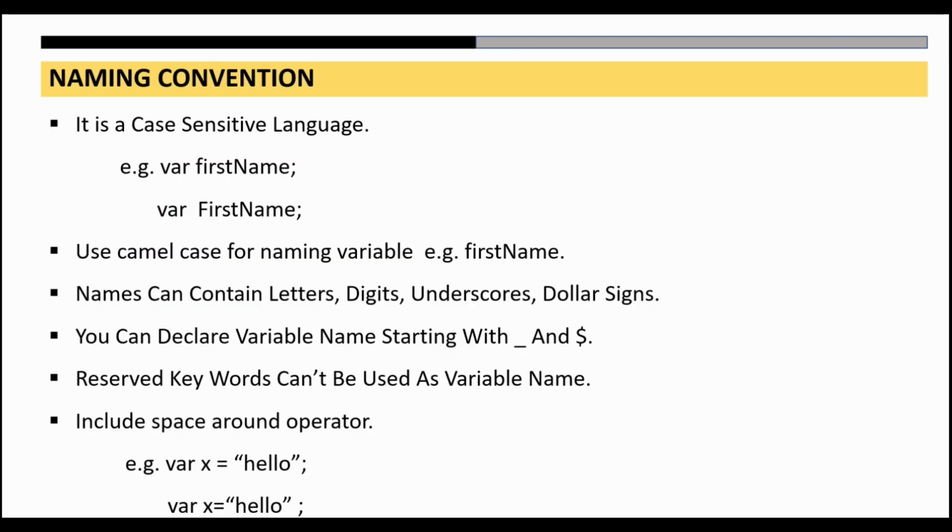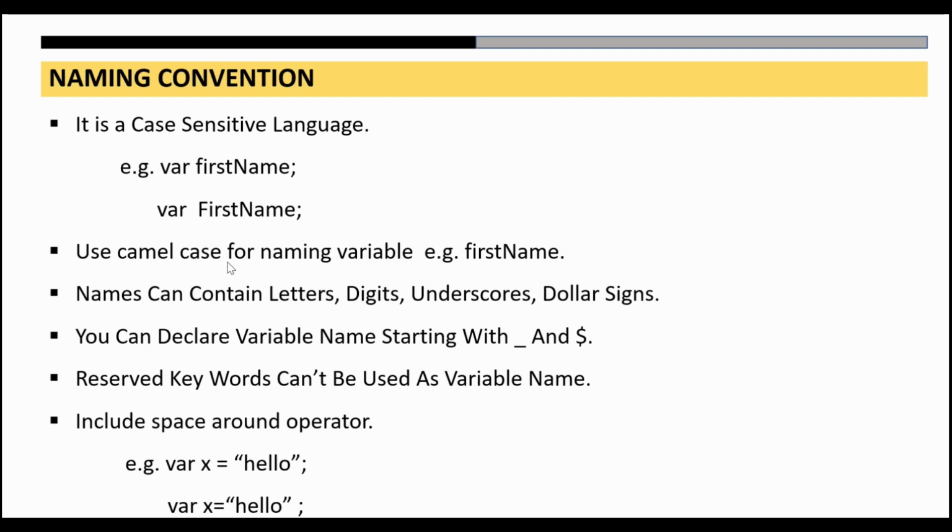Next thing comes, how should we name a variable? That is called naming convention. As I said, JavaScript is a case sensitive language. That means if you are declaring a variable like this, var firstName, and you're declaring a variable var firstName here with f as small letter and here f as capital letter, they both will be considered as separate names, unlike other programming languages like Java, C++ and C#. So here you have to be very careful while naming the variables, as it is a case sensitive language.